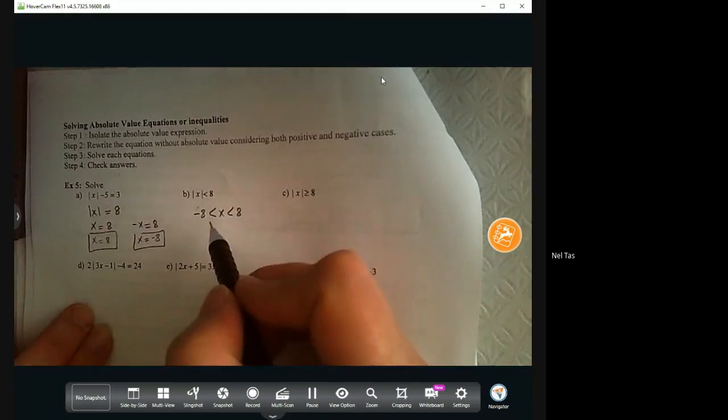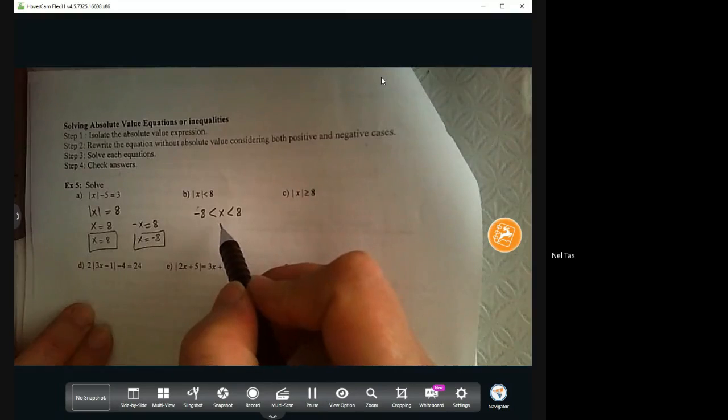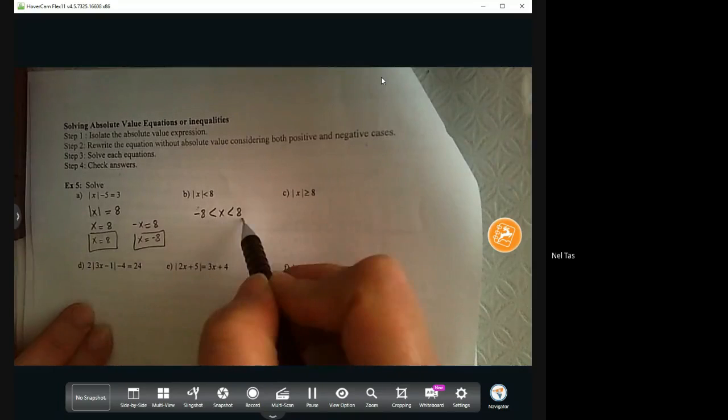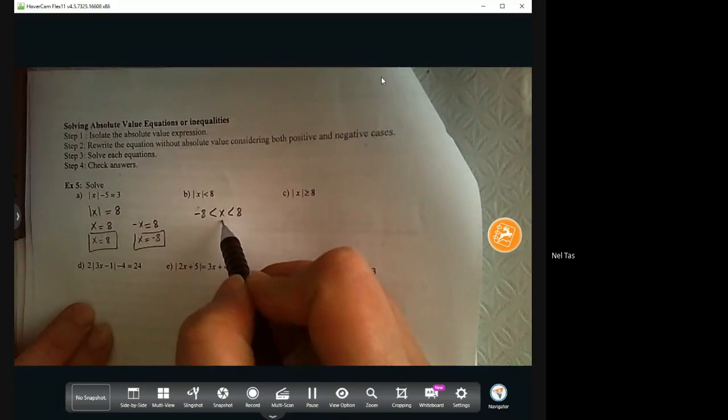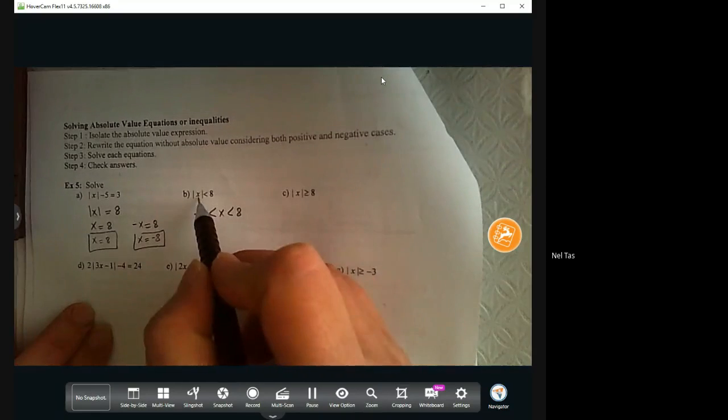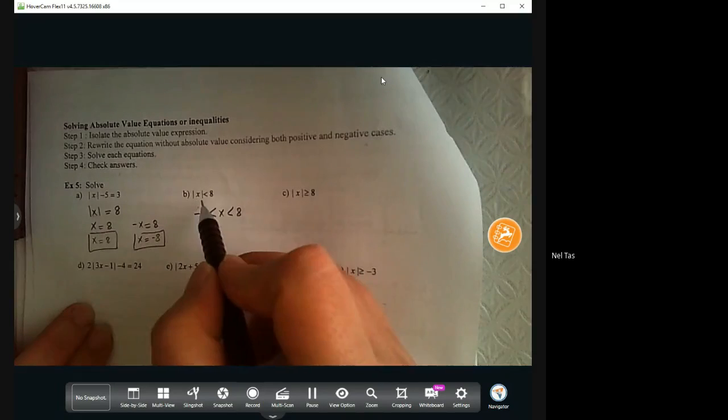Okay. Again, you can always take a sample value. So take an x value that is between -8 and 8. Let's say you take -1. Then the absolute value of -1 is +1, which is less than 8. So it works.